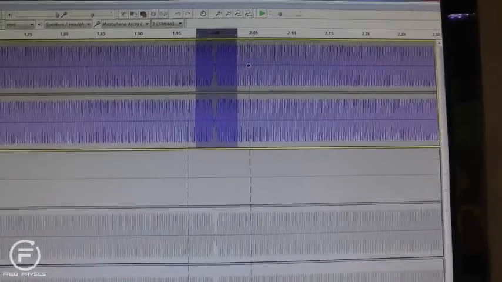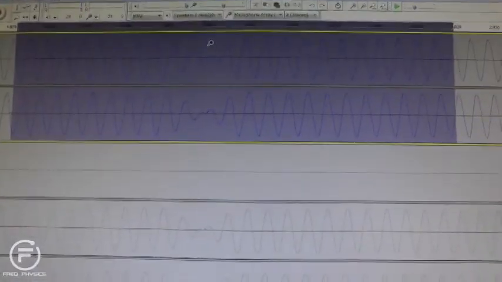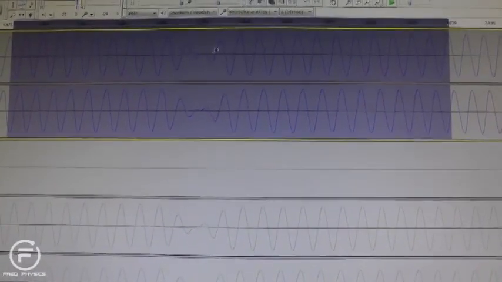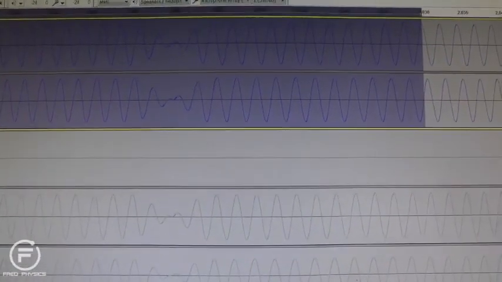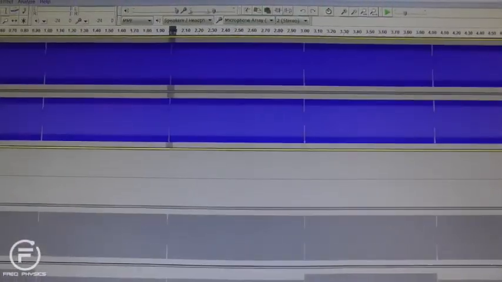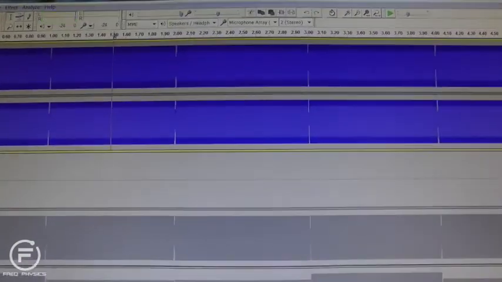See? If we zoom in on this section, okay, now we can see the signal is arriving on the left sooner than the right, so we should hear it moving from right to left. So let's play that. Yep, and then back to the middle.